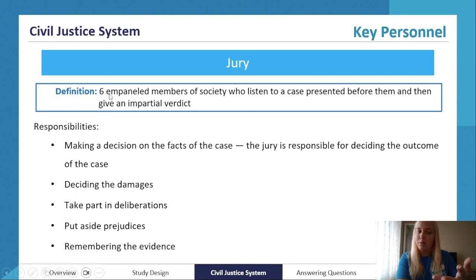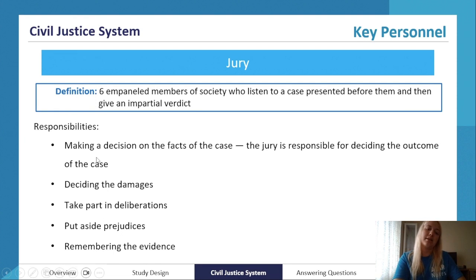It's not automatically appointed. As we said, a party has to request it and pay for it, and it's only 6 members. Okay? 6 impaneled members of society who listen to a case presented before them and then give an impartial verdict. So the jury is only 6 people for civil cases.